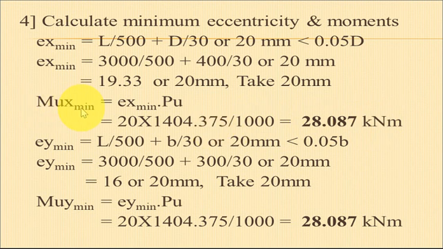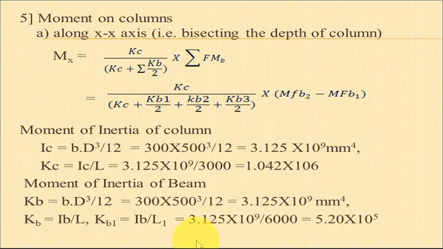It is Mux minimum. Similarly, Muy minimum is equal to Ey minimum, that is equal to L by 500 plus B by 30 or 20 mm. So it is 16 or 20. 20 is more, so we have considered 20. Again 20 multiplied by this, we get the same value, that is 28.087 kilonewton meter. That is the moment along the y direction.